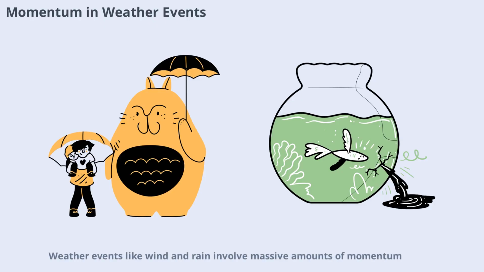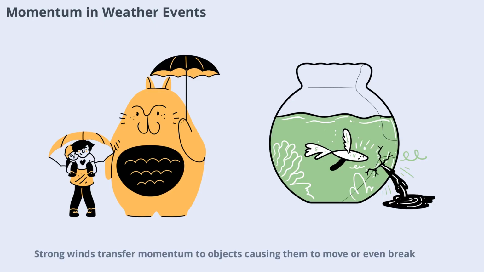Weather events like wind and rain involve massive amounts of momentum. Strong winds transfer momentum to objects, causing them to move or even break. Understanding momentum helps meteorologists predict the effects of storms and design structures to withstand them.